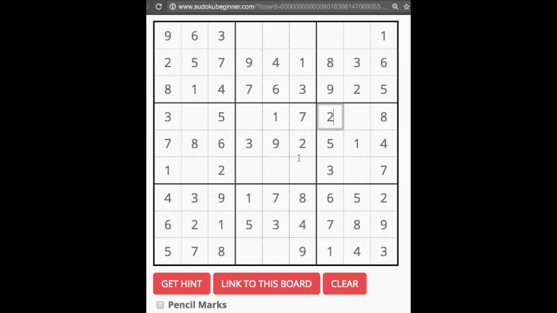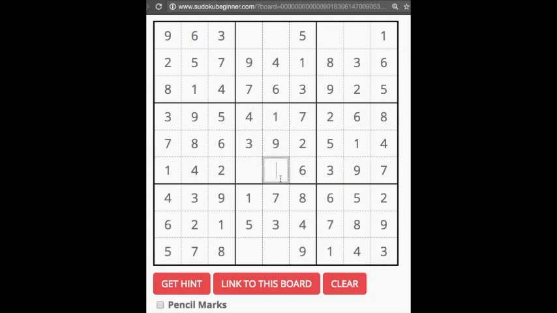We're missing 5 and 6. Here is 6, so this has to be 5. This has to be 6. This 6 can't be down here. This one has to be a 6. This one, 1, 2, 3, 4. We're missing a 9. And this 9 makes this one a 9. And this ends up being a 4, which means this is a 4.